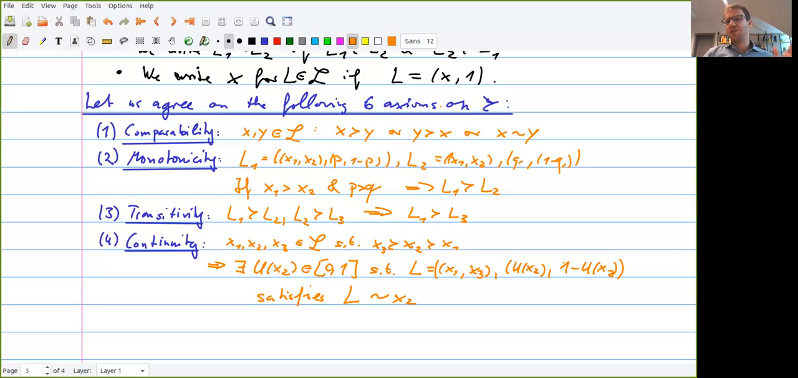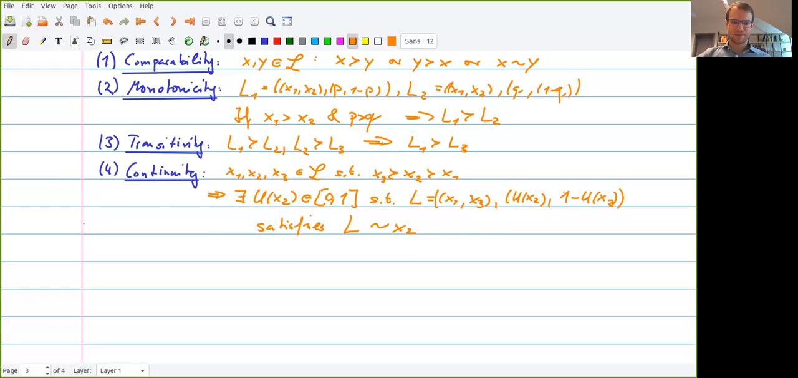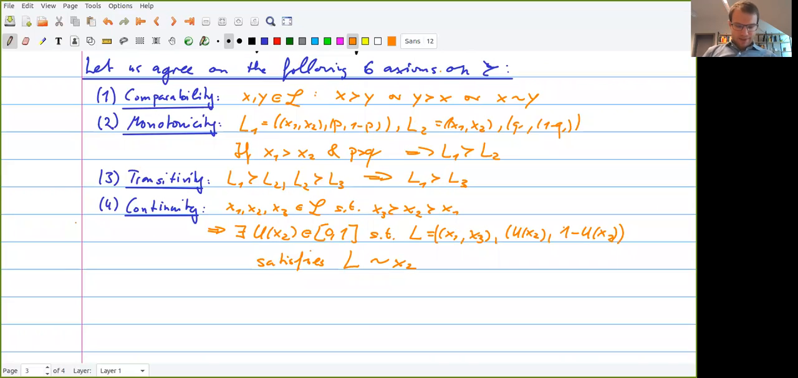This is a continuity assumption which makes sense, but it's not clear why such a continuity property should exist. All right. The next one is compatibility, that you want to be able to compare lotteries in a reasonable way.